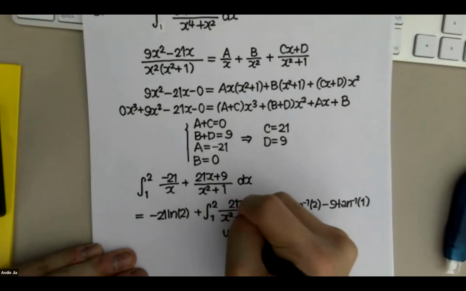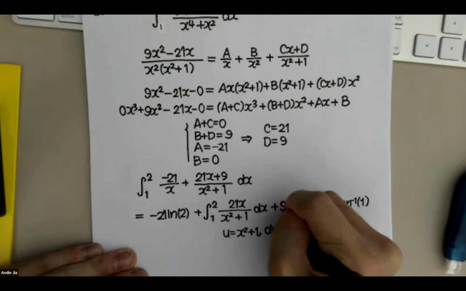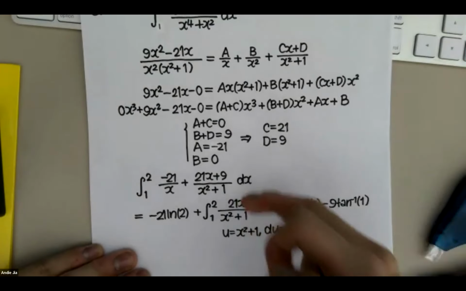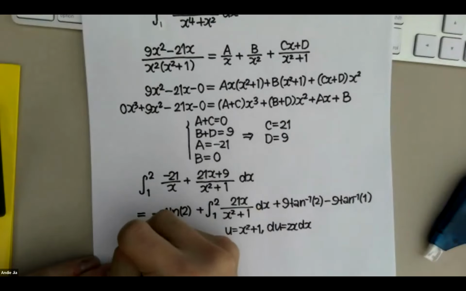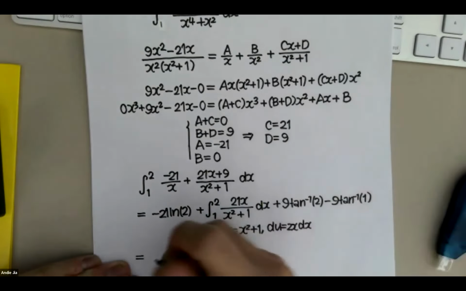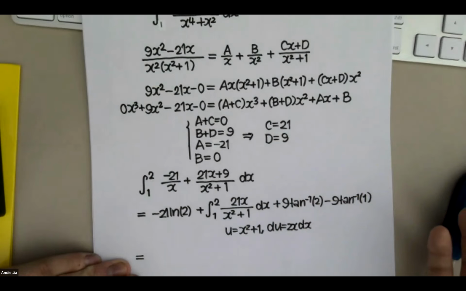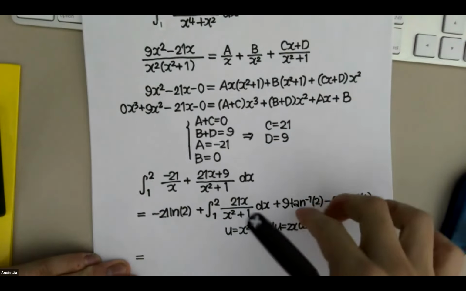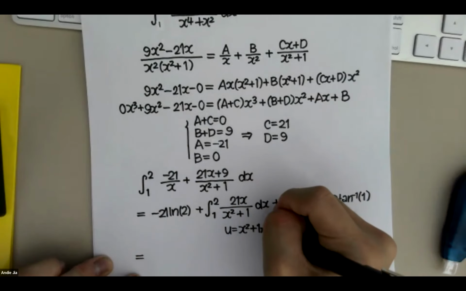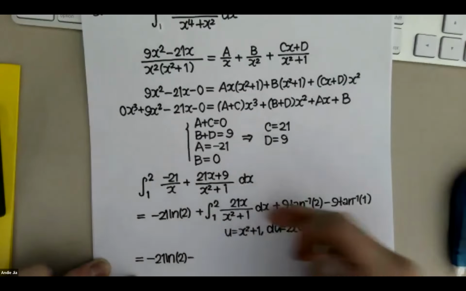Let u equal x squared plus 1, then du is 2x dx. Then this is going to be canceled, and the 21 is a constant. For this, arctangent of 1 is pi over 4. For arctangent of 2, just leave it as this because it doesn't have an exact form. So we have this changing to 5 and 2, and 21 over 2 is a constant.